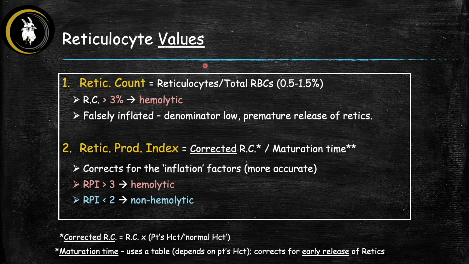Okay, so now we know that in normocytic anemia, high retic levels means the problem is hemolysis. So the only question left is, how do you know whether a reticulocyte level is high or low? What gives you this information? So there are actually two values here that can answer this question for you.